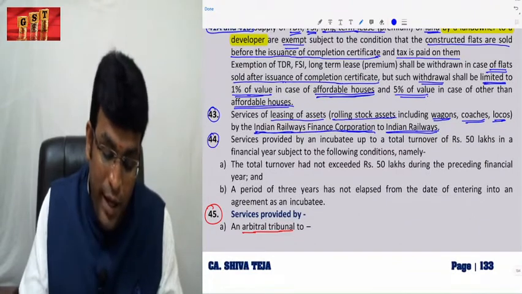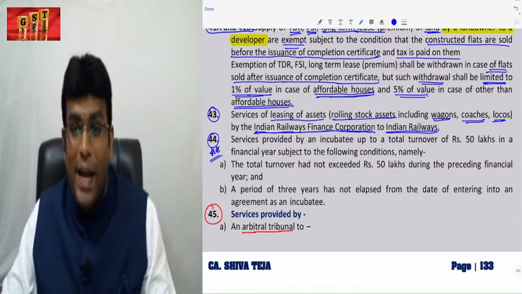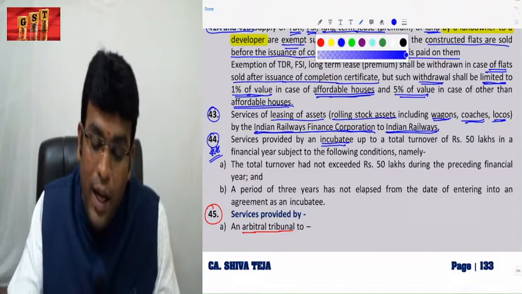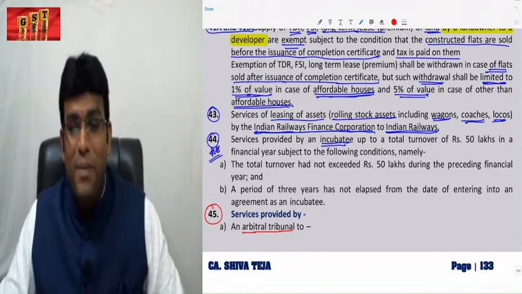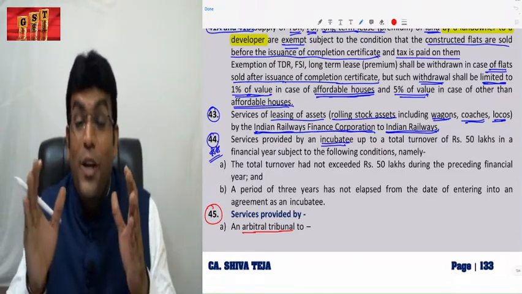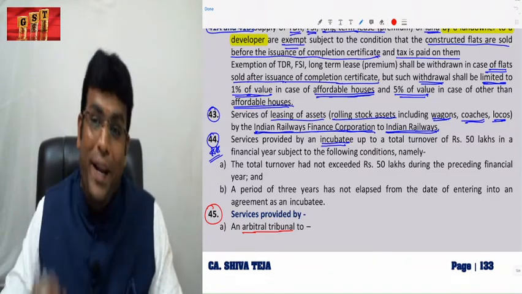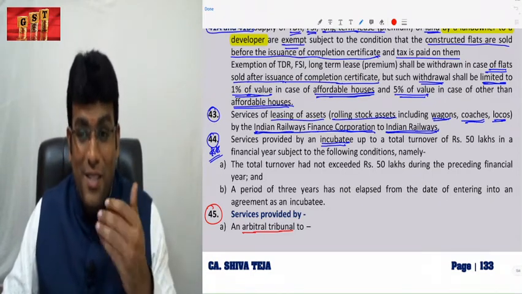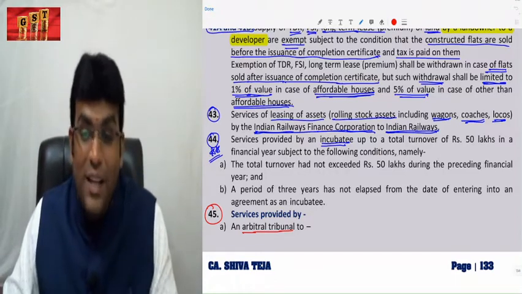44th point. Interesting, important. See that. Service provided by an incubatee. Friends, when I use the word incubatee, incubatee refers to a new startup entity. Basically, you know that whenever there are newborn babies, they are put in a box called incubator. Same like that, even for newborn companies, startups, definitely they require some support from the government. So what they do is something like this.